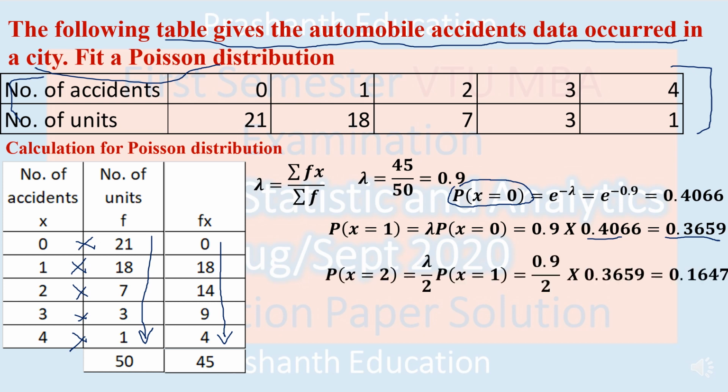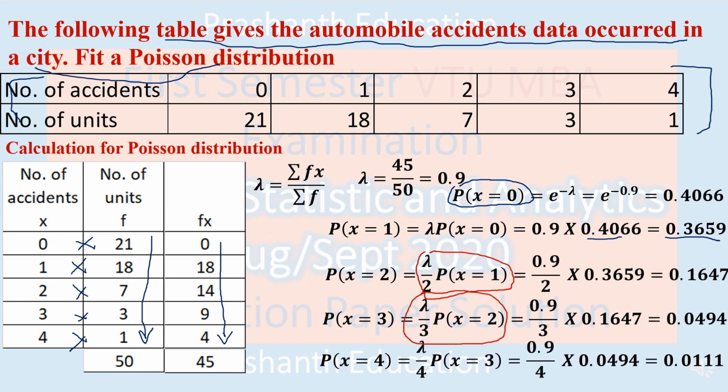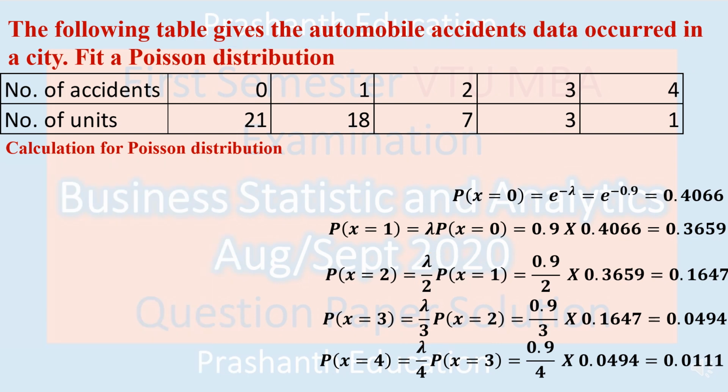The next one, P of x equal to 2, will be lambda divided by 2 into P of x equal to 1. So 0.9 divided by 2 into 0.3659 is equal to 0.1647. This is how we calculate the probability of Poisson's distribution. Next, for 3, you take lambda divided by 3 into P of x equal to 2, then you'll get 0.04. And last, P of x equal to 4 is lambda divided by 4 into P of x equal to 3, 0.9 divided by 4, giving 0.0494. Okay, we have calculated the probabilities for the Poisson's distribution.